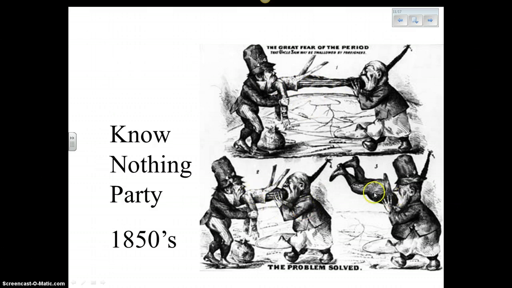And in the end, Uncle Sam has become this monstrous mix of Irish and Chinese immigrant. I speak as the cartoonist here. Obviously, a very racist cartoon.